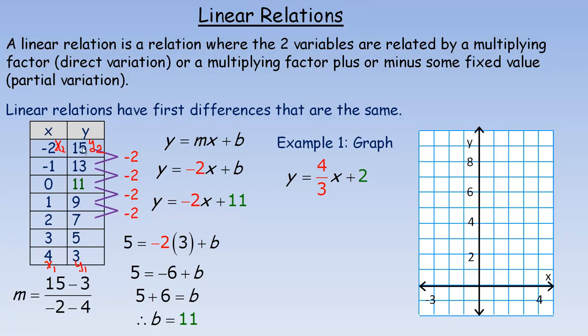So 15 and 3 are the 2 y values we subtract in the top, y2 minus y1, over x2 minus x1. So x2 minus x1 would be the -2 number minus the 4 number. So that's where those come from.